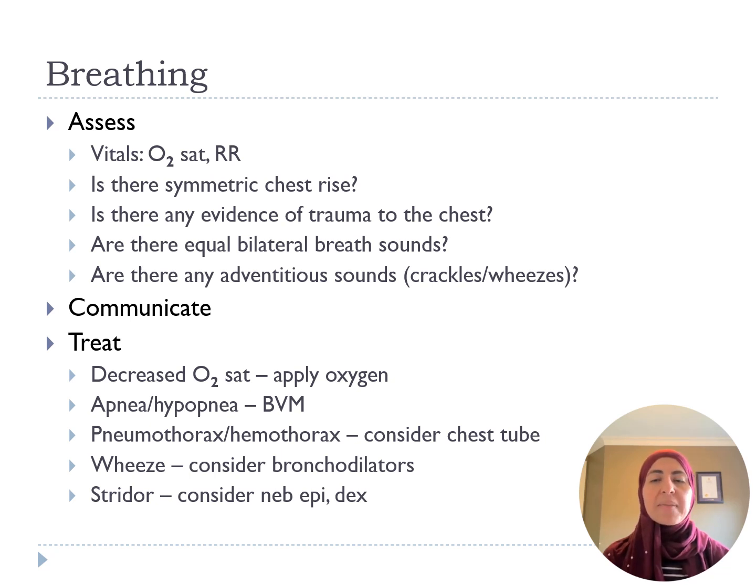We again communicate these findings with our team and then treat by applying oxygen for decreased oxygen saturations, bagging for apnea or hypopnea. We consider inserting a chest tube for pneumothorax or hemothorax. For wheezing, we consider bronchodilators, and for stridor, we may consider nebulized racemic epi and IM or oral dexamethasone. And again, after each of these interventions, we're reassessing the patient to ensure that the intervention has had the desired effect.